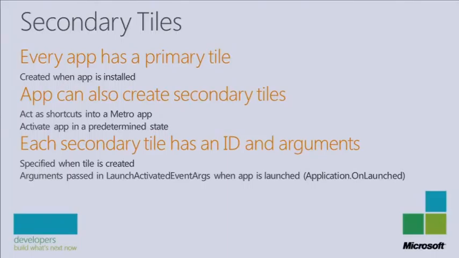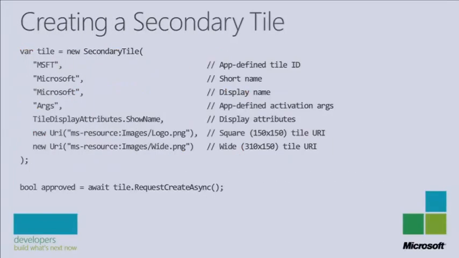And I'm going to demonstrate this for you here in just a minute, but first let me show you how it works syntactically. If I wish to create a secondary tile, here's what the API looks like. It's pretty simple. I new up a secondary tile object. I pass some information about that tile into the constructor, including a string we call the arguments that will be passed into the application when the application is started, if it was started because the user pressed that tile.